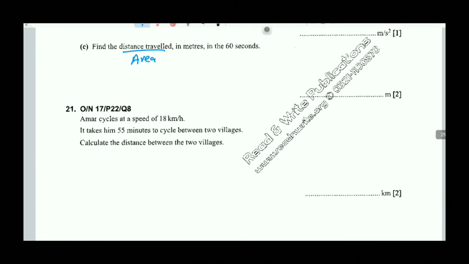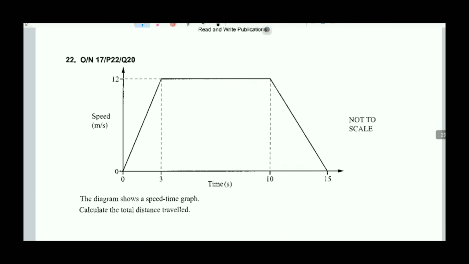Okay, next question. Again, a man cycles at a speed of 18 km per hour. It takes him 55 minutes to cycle. Calculate the distance between the two villages. Distance is equal to speed times time. Here you can use the formula. Speed is 18 kilometers per hour. Convert the time into hours. So 55 minutes will be converted into hours. Don't forget to convert it into hours. That will be 16.5. Next question.